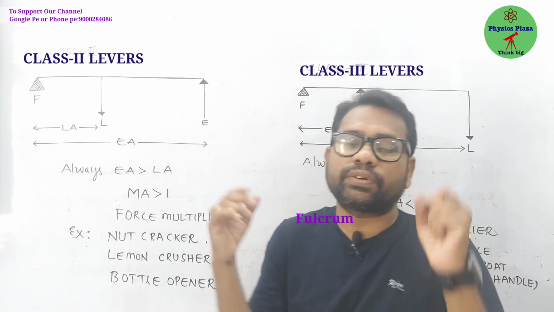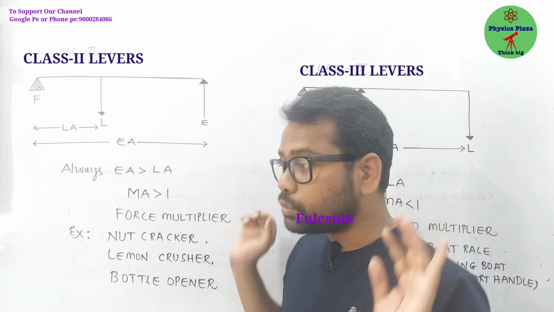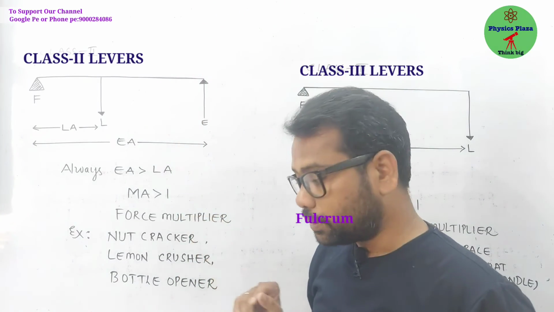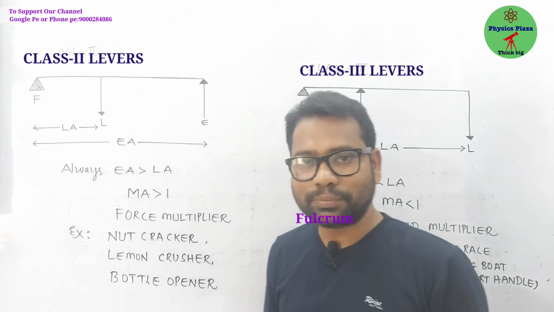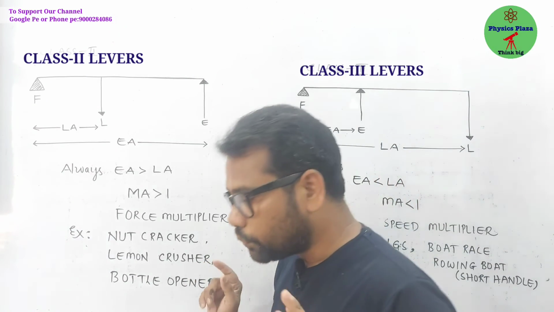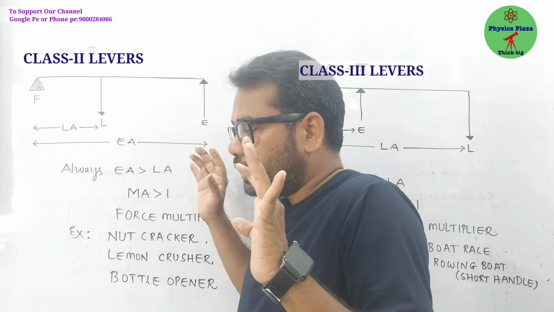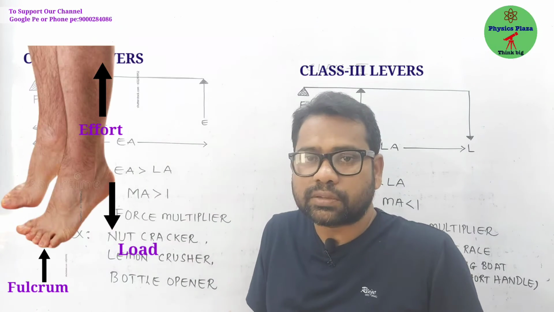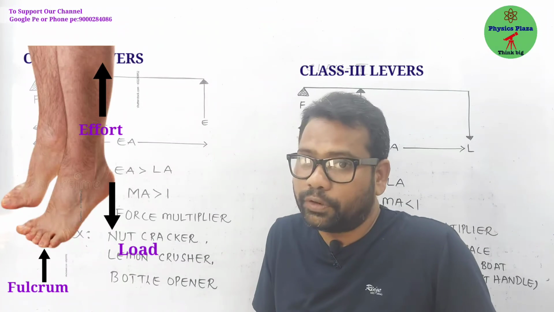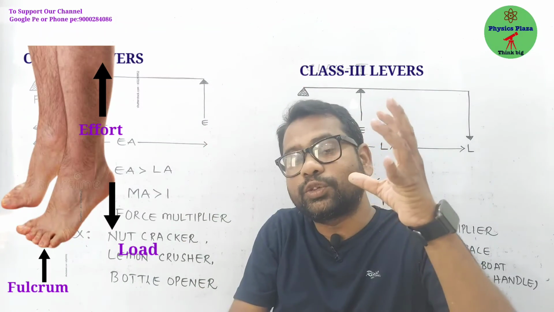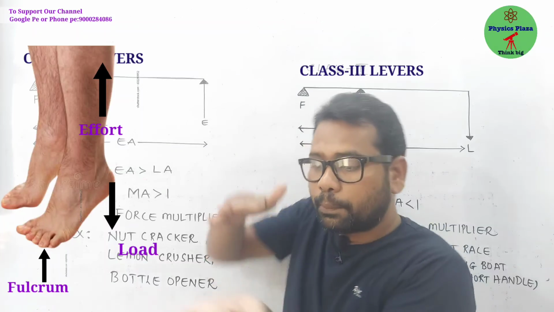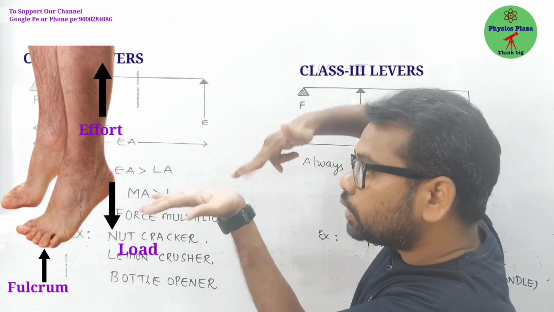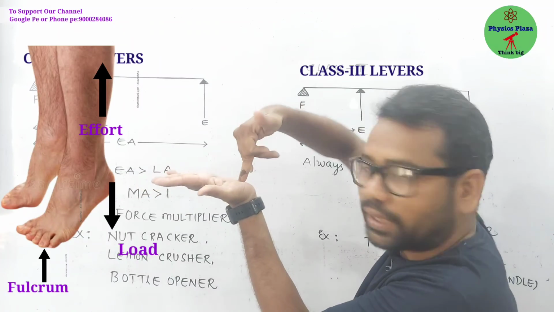Now class 2 levers, children, just try to stand on your toes. It may not be captured in the camera, but you try. Whenever you lift your entire body on your toes, what will happen? The muscles which pull in the upward direction are the effort, whereas your weight, the so-called load, will act in between. And where you are standing on your toes, the toes will be the fulcrum.